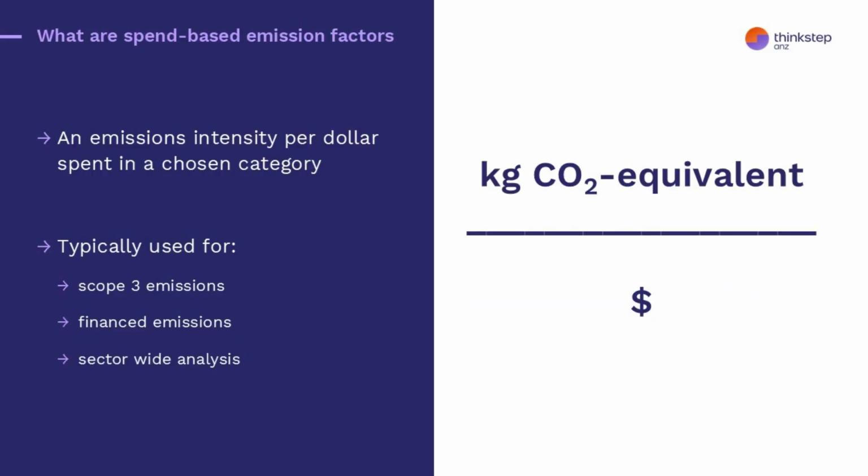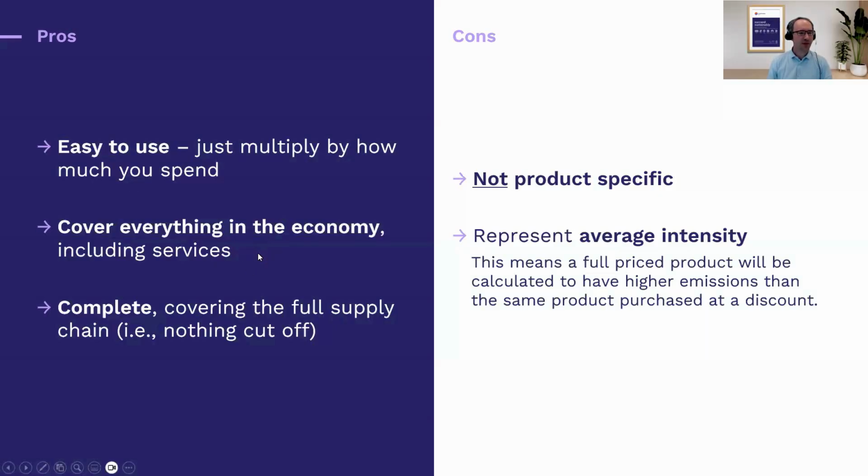So the advantage of spend-based accounting is that it covers everything in the economy. It's complete. The challenge that we have is that it's not product specific, and it does represent an industry average. So one of the challenges that we often see when you're applying spend-based accounting is the question of what price you pay to get any particular product. You can buy one particular product at a particular time. You can buy the same product discounted two weeks later, and the product that was more expensive gets a higher emission intensity just because you paid more for it. And that's one of the inherent limitations of spend-based accounting.